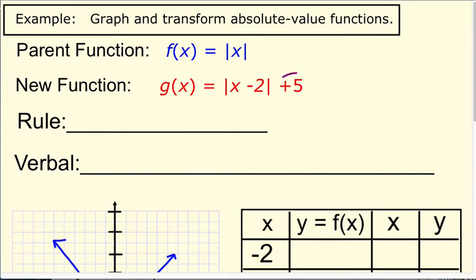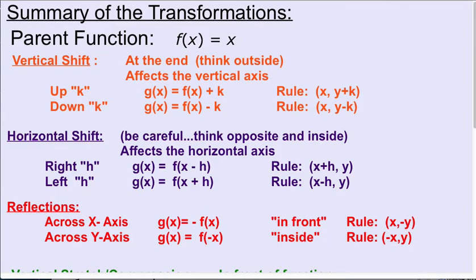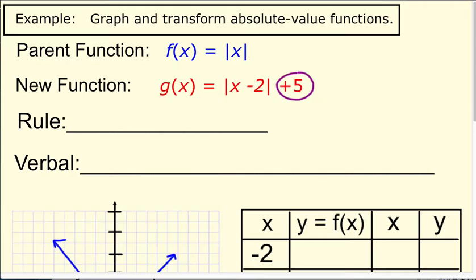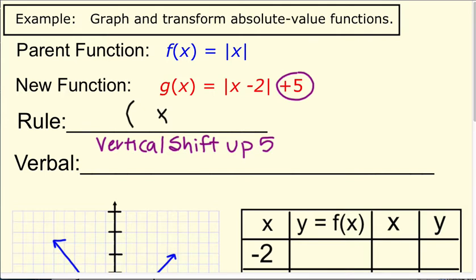So the first thing I'm going to identify is this plus 5. That's outside the function. So if I head back to my purple slide, outside the function, at the end, plus, what does it tell me? It's going to vertically shift up that many units. Here's what the rule does. It affects the y-axis and makes that vertical shift up. So if we head back, the verbal for that is a vertical shift or translation up 5.